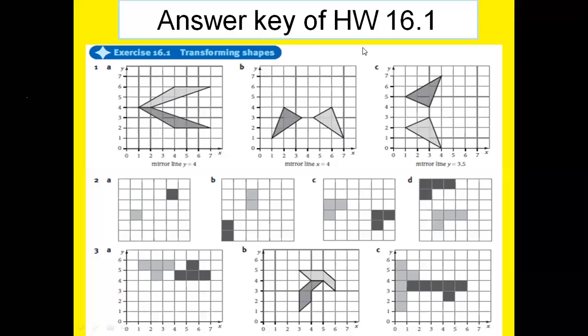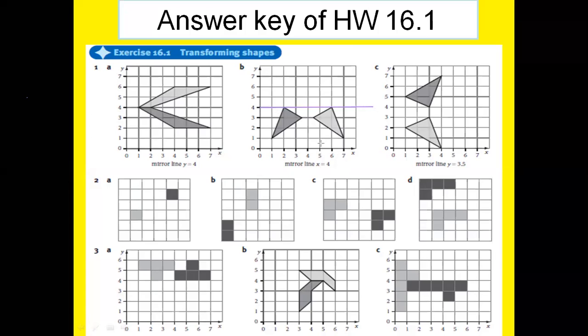Part B says the mirror line x equal 4. I don't know why most of you did x equal 4 like that. They did x equal 4 here. That's not x equal 4. That's y equal 4. The line that you do is opposite, or actually vertical to the x-axis.